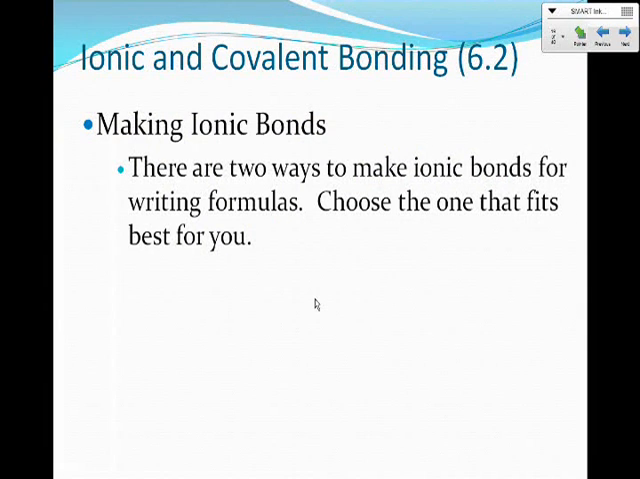Now, there are 2 ways to make ionic bonds for writing formulas. So you need to choose whichever one best fits you, okay? And if you look, they're on the bottom of your page.